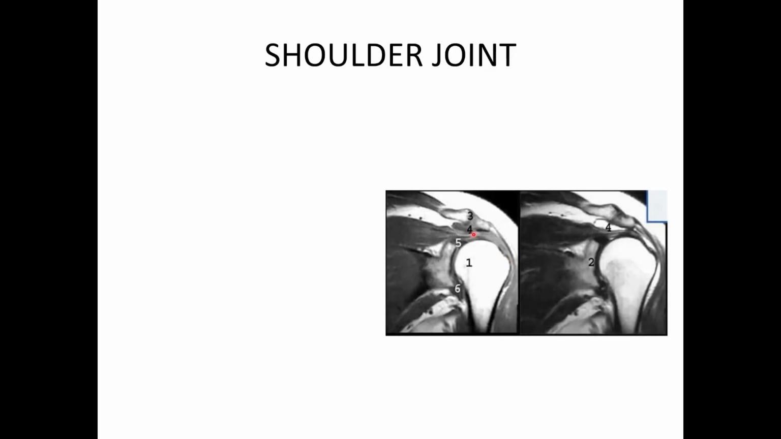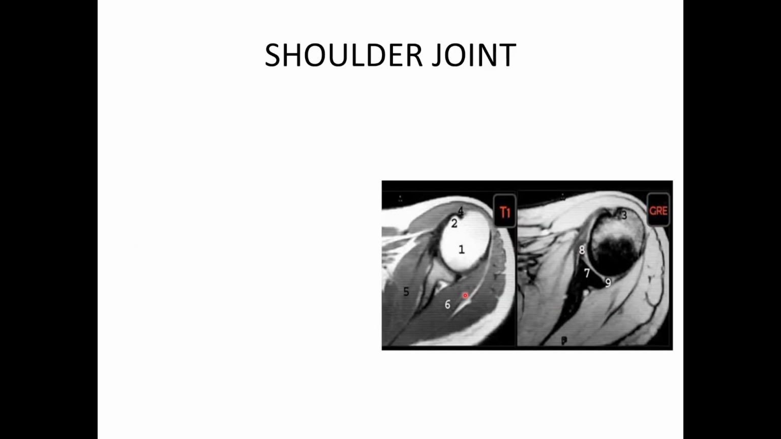Another shoulder joint, the modality is MRI and it's oblique coronal view. 1 we have the head of the humerus, 2 we have the glenoid cavity of the scapula, 3 we have the acromioclavicular joint, 4 we have the subacromial bursa, 5 we have the superior labrum glenoidal, 6 we have the inferior labrum glenoidal. Here is another shoulder joint, MRI modality, axial view.